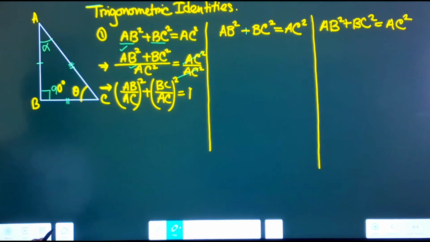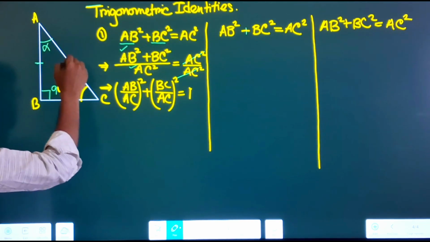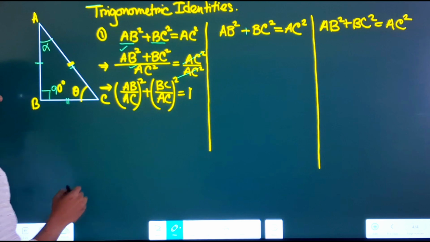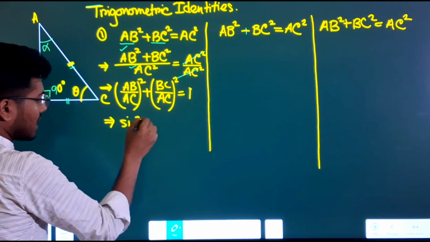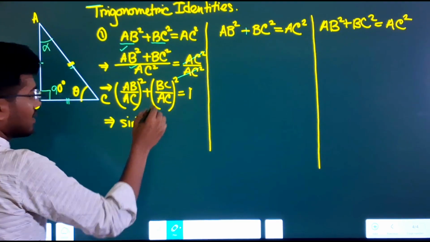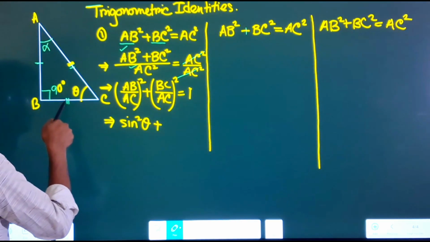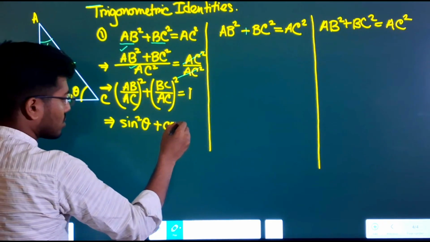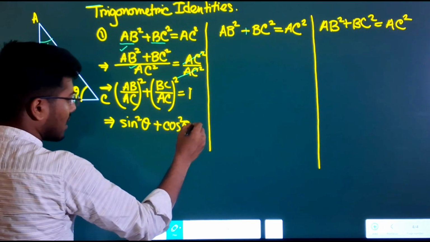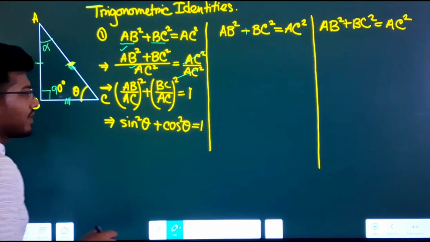So what is AB by AC? AB means perpendicular, AC means hypotenuse, that means sine theta. So it is sine square theta plus BC by AC. BC means base and hypotenuse, base by hypotenuse, that means cos. So sine square theta plus cos square theta equals to 1. This is the first identity.